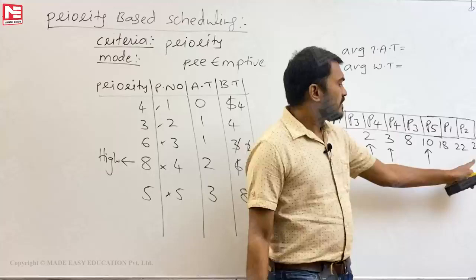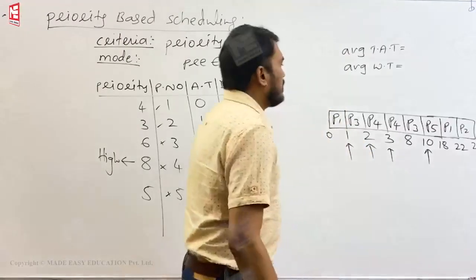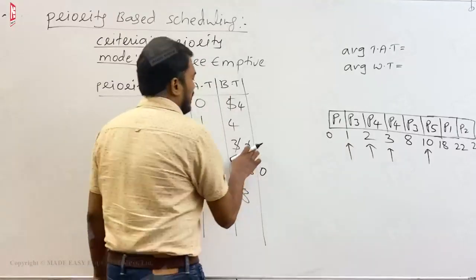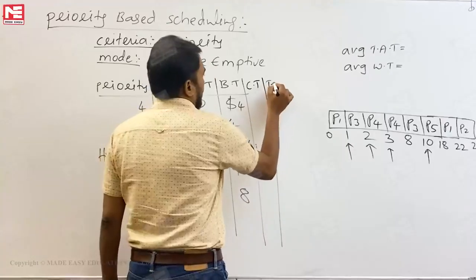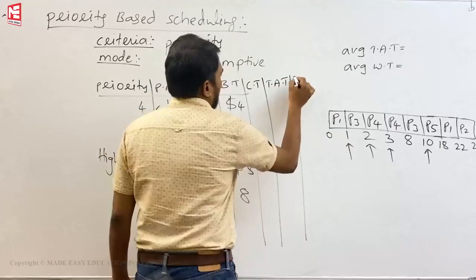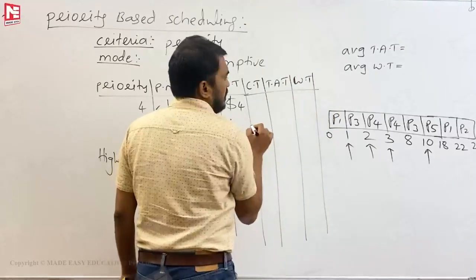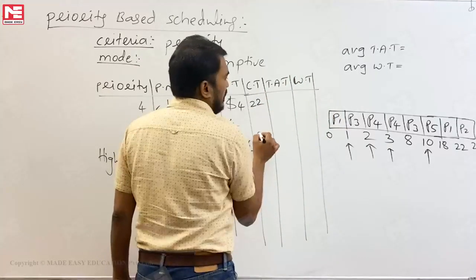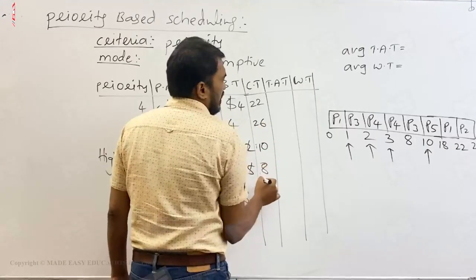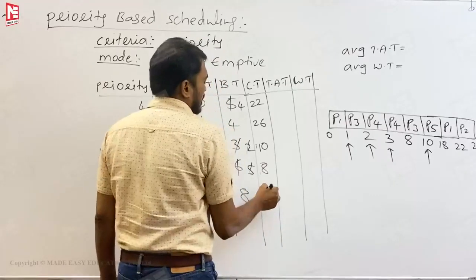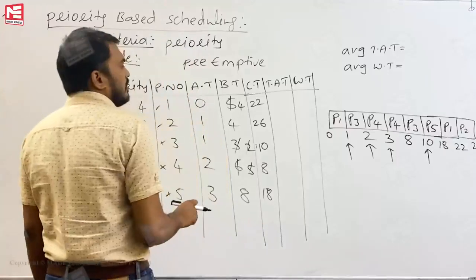Okay, is this part visible? Okay, 26 is visible, right? Okay, so fine. So take out the completion time, turnaround time and waiting time, and find out the answer. So the completion times: P1 completion time 22, P2 is 26, P3 10, P4 8 and P5 18.